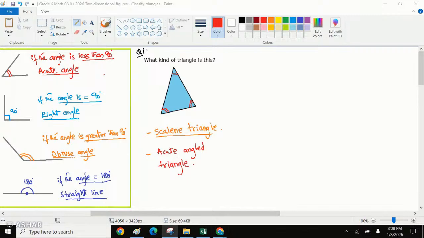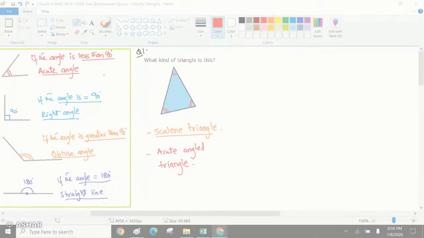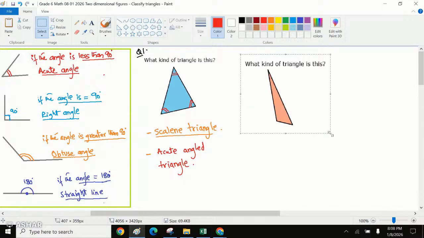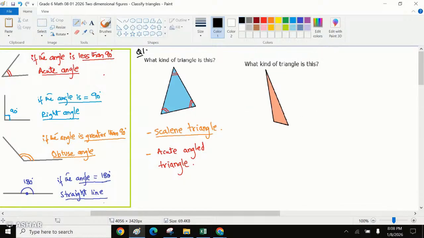Let's copy the next question. This is again a scalene, but let's see what else we can say about this. For question number 2, yes, it is a scalene, right? But do we see any angle that, see, this angle is acute, this angle is acute, right? But this angle over here is more than 90. So this is obtuse, right?